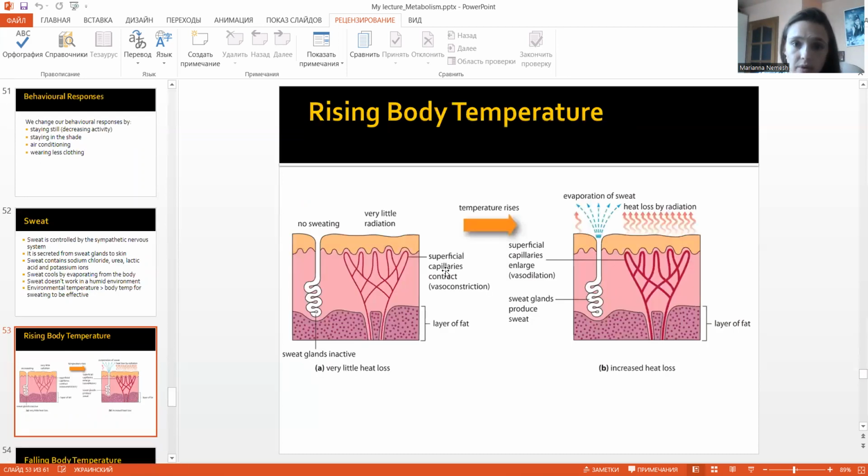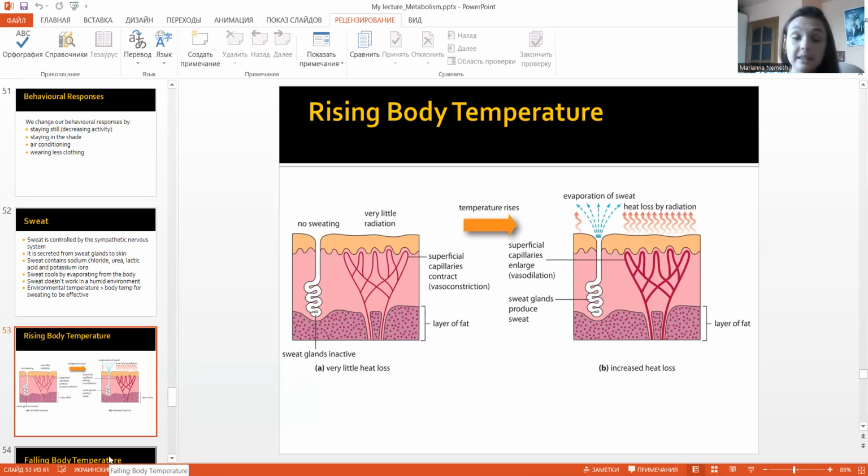So in this slide, you could see the situation of very little heat loss and increased heat loss due to the high temperature. So, the situation of vasodilatation of the capillaries of vessels. In this case, heat will be lost by radiation and by increased function of the sweat glands, evaporation of the sweat.